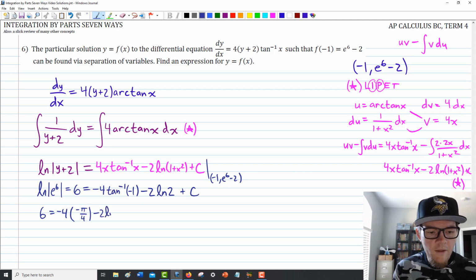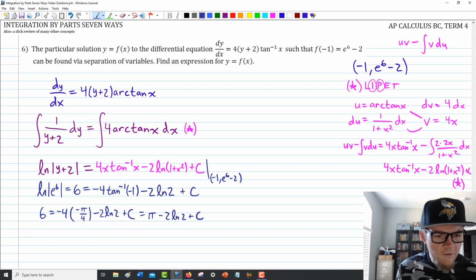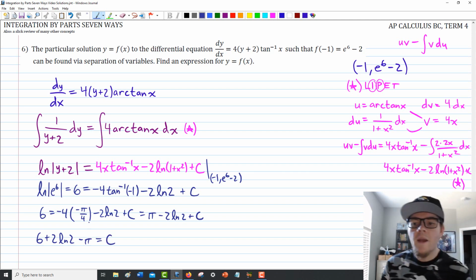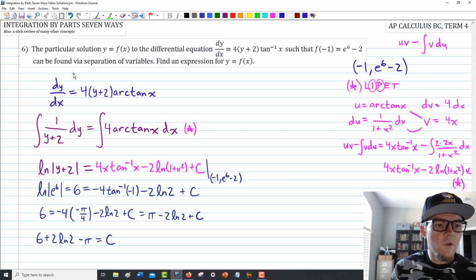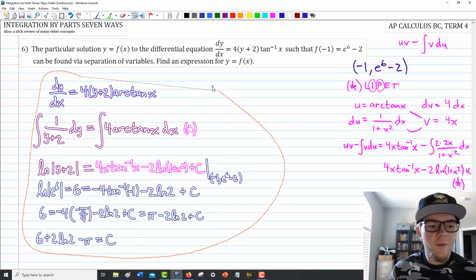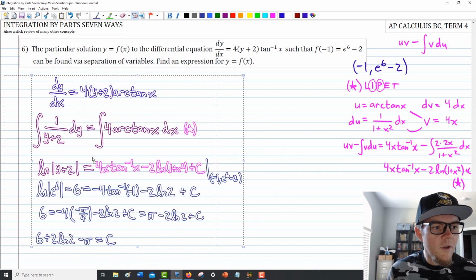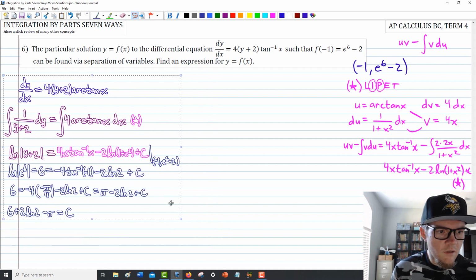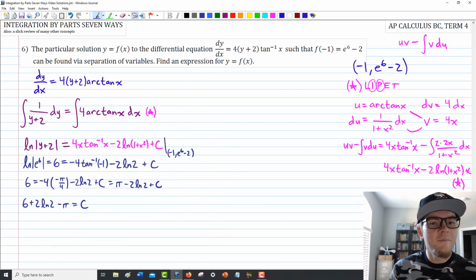And then minus 2 ln of 2 plus c. That's going to turn into, it looks like, pi minus 2 ln of 2 plus c. And finishing all this stuff off, we're going to get 6 plus 2 ln of 2 minus pi equals c. So we have our c value. The only problem is, of course, all of this work is taking up a lot of space. So I'm going to go ahead and do the very unprofessional thing of changing the size of my work.